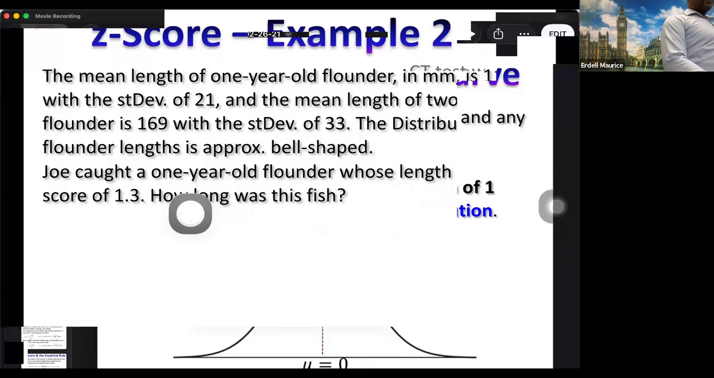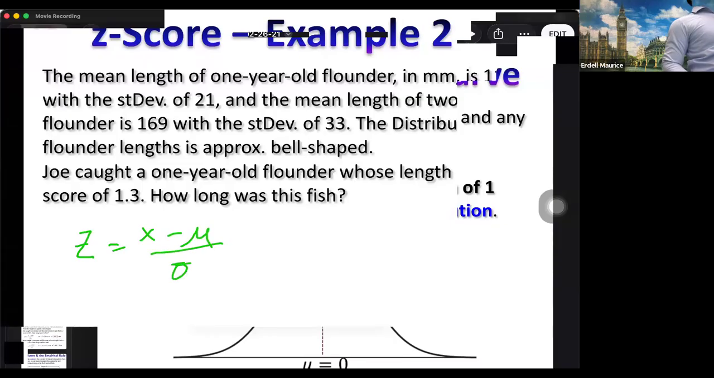Joe caught a one-year flounder whose length had a z-score of 1.3. How long was the fish? So in this example, instead of giving us the length or the student score, they're giving us the z-score and they want us to work backwards. And so there are actually two ways to work it out. One is you can have the formula, so z equals x minus mu over sigma.